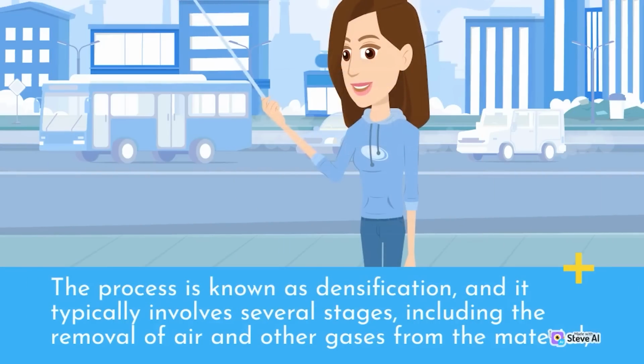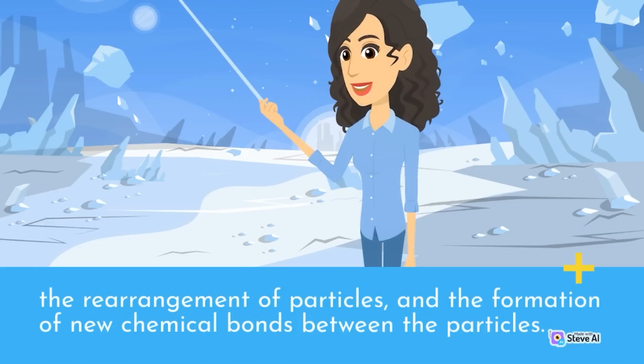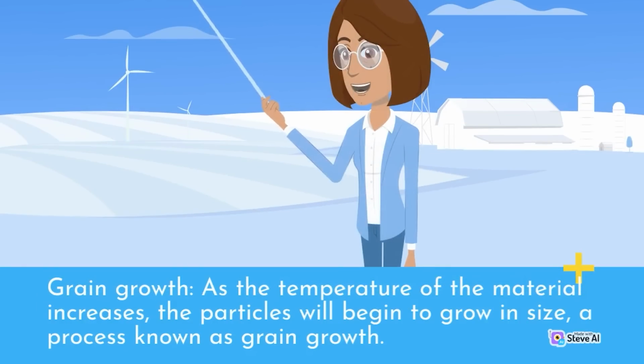The process is known as densification, and it typically involves several stages, including the removal of air and other gases from the material, the rearrangement of particles, and the formation of new chemical bonds between the particles. Grain growth. As the temperature of the material increases, the particles will begin to grow in size, a process known as grain growth.